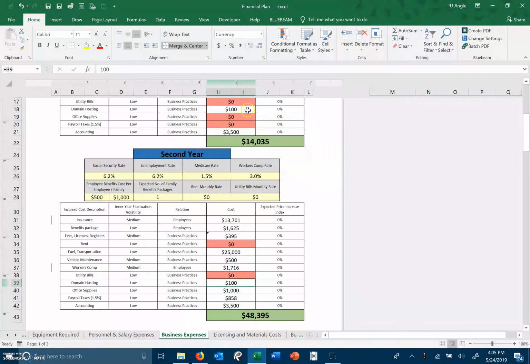I have domain hosting still. That's a $100 annual fee in order to accomplish that. I do have office supplies that I am sure I'm going to need and utilize at this point in time. I've targeted about a $1,000 budget that I'm preparing for.